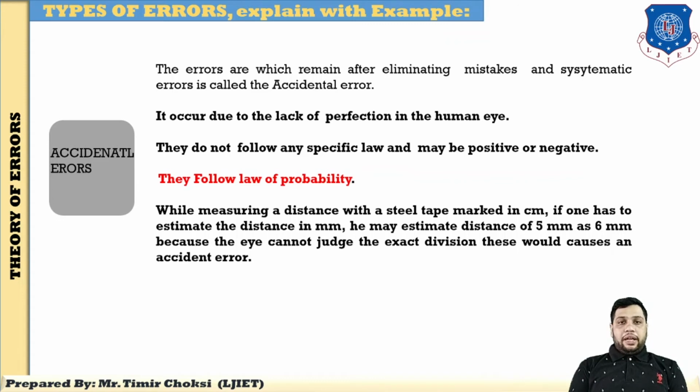So when the observer takes a reading in mm, the division of a mm is small, so the observer cannot judge this reading because its limitation is the eye's limitation. These causes develop while taking observations on a field. So this type of error is called the accidental error. These errors do not follow any law, they only follow the law of probability. So this is the example of all the errors.